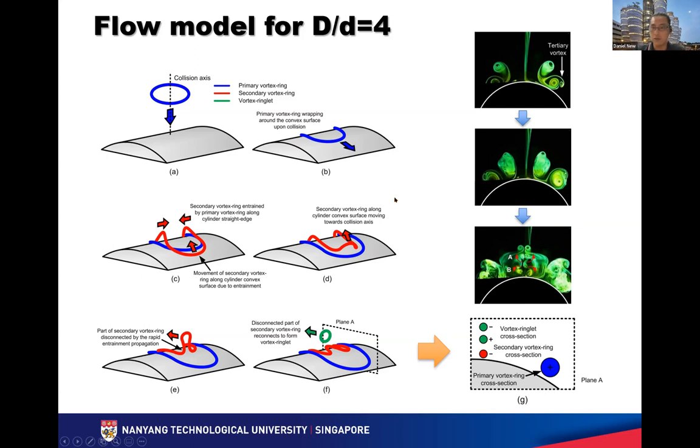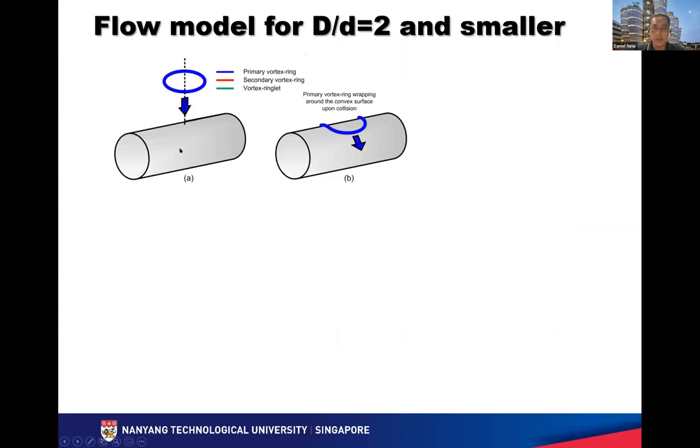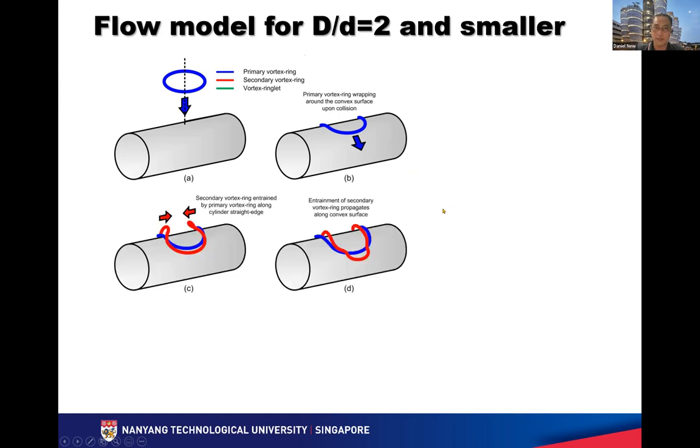when we try to propose the flow model for even smaller cylinders, because it becomes a bit tricky, since everything happens so fast for the smaller cylinders. So now I'll present the flow model for smaller cylinders, for diameter ratio of two and smaller. By and large, we believe the initial behavior will be relatively similar. In this case, the vortex ring after the collision is going to wrap itself around the smaller cylinder. But here we do expect higher levels of vortex stretching along the straight edge.